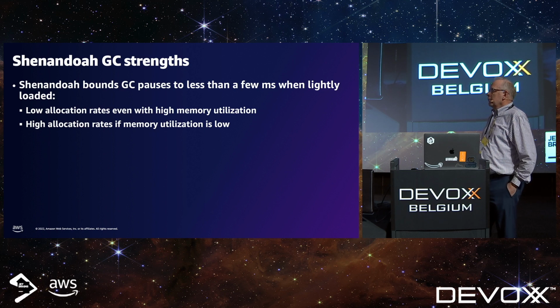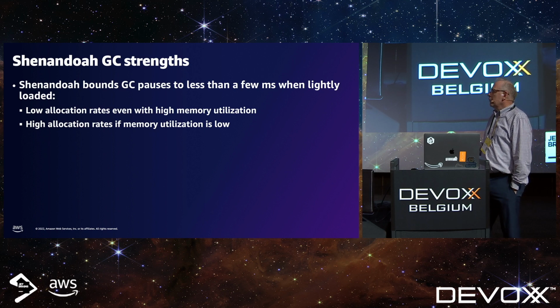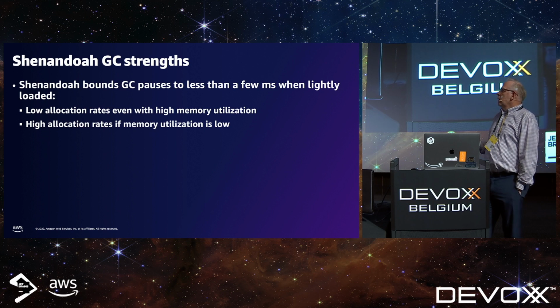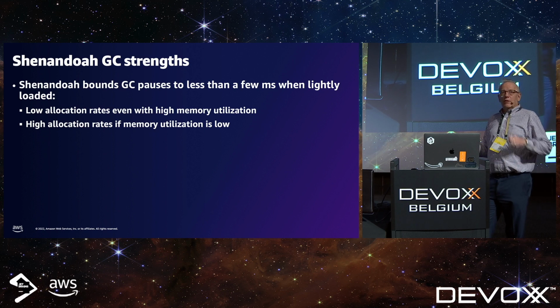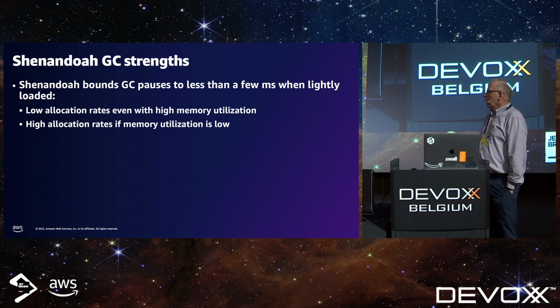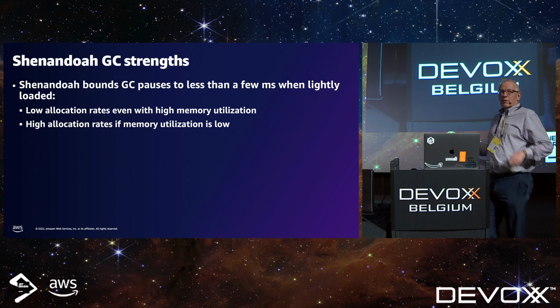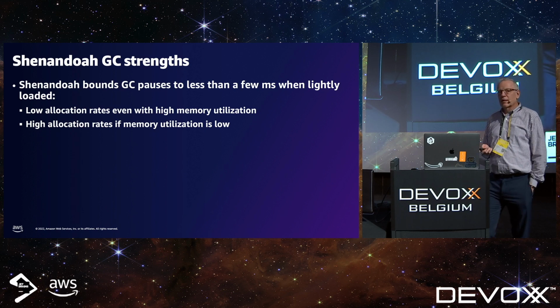We did a bunch of studies back then, and what we observed in general was that Shenandoah would deliver on its promise of low pause time, below 10 milliseconds, under these conditions. Either you have very low allocation rates, and with a low allocation rate, you can have a pretty high memory utilization. You could have 80% memory utilization if you're allocating only like 50 megabytes a second, for example. Or if you have high allocation rates, you need to have very low memory utilization, so maybe less than 5% live.